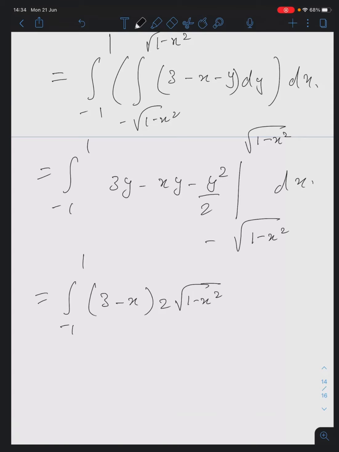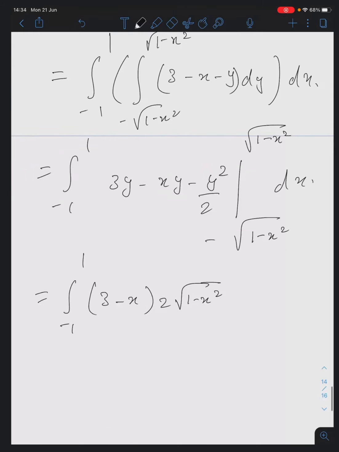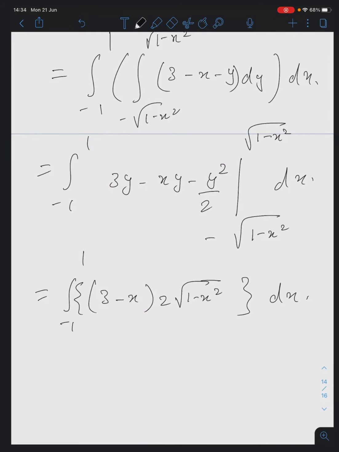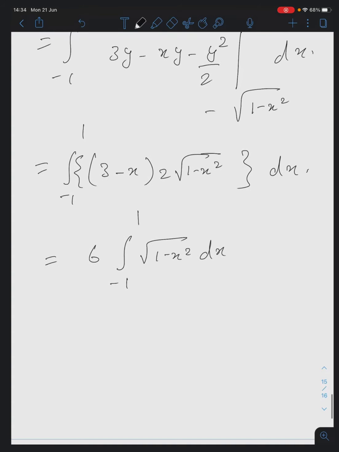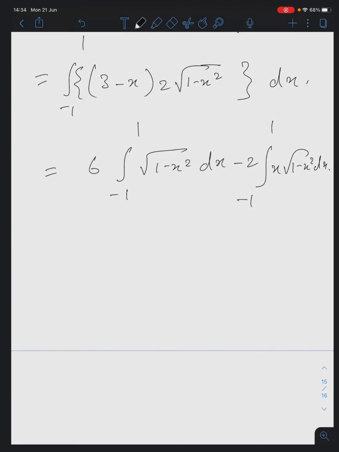Y square is 1 minus x square. Again, a minus, you substitute, that will become plus, but already a minus sign, so that part will be cancelled overall. So this is what you are going to get. Is it or not? So 6 outside, one of this integral is 6 times integral minus 1 to 1 root over of 1 minus x square dx. You got the answer or not? And this is minus 2 outside, integral minus 1 to plus 1 x into root over of 1 minus x square dx. Now this is what you need to solve.